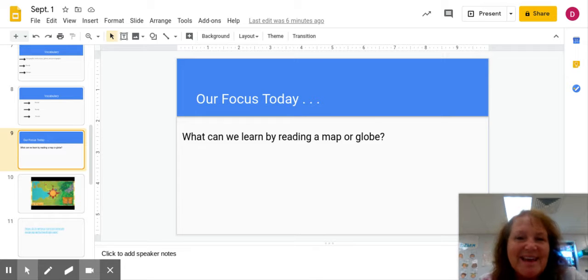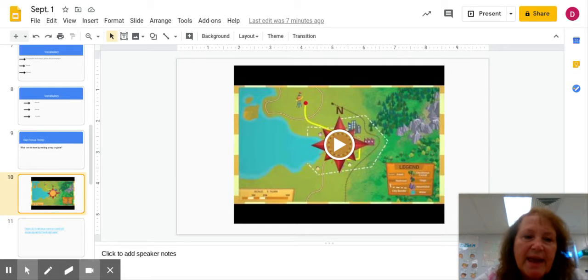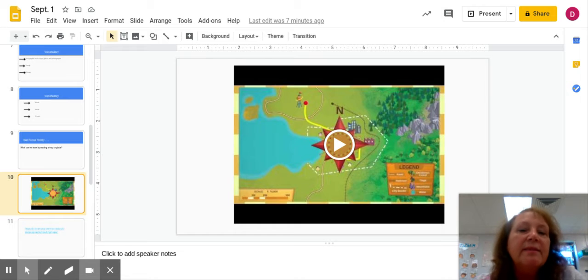Our focus today is what can we learn by reading a map or a globe? They are geographic tools that show us places, and there can be information within that map or on that globe. And we're going to look at map skills on the video that you will see on the next slide. If you click on the white arrow, that will play the video, and there are map skills within that video.